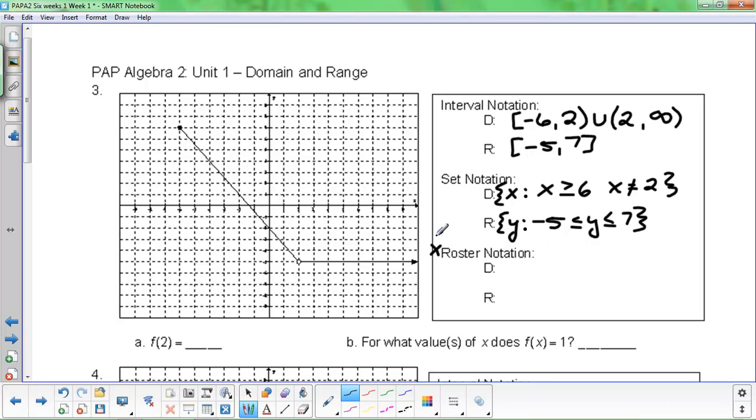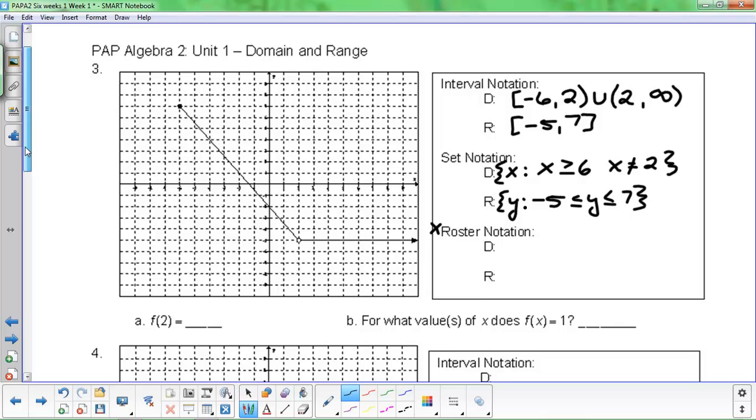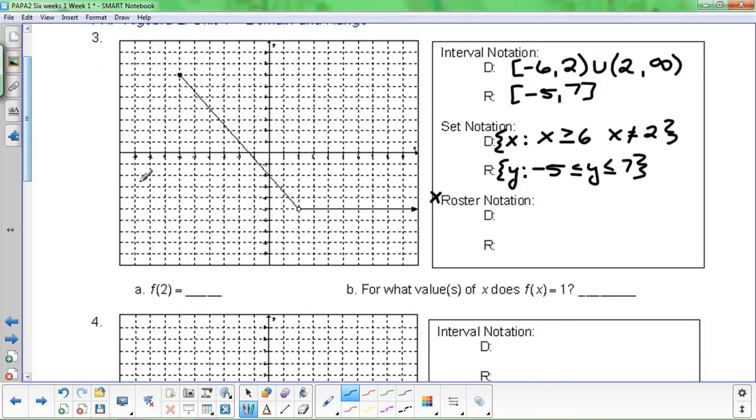Roster notation is not used because roster notation is only used on discrete functions only. F of 2: move your X value to 2, and notice that that is the place where the hole or the open circle is. Therefore, for this function, that is undefined.